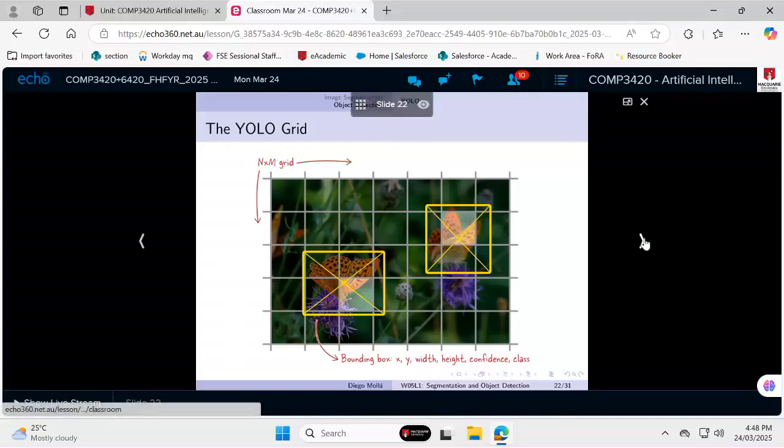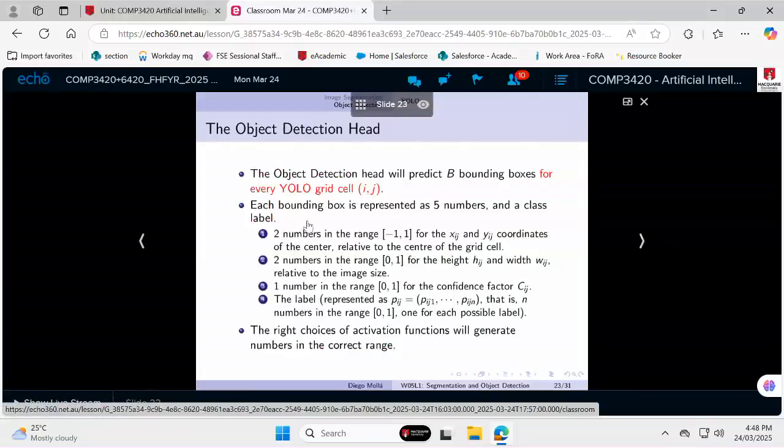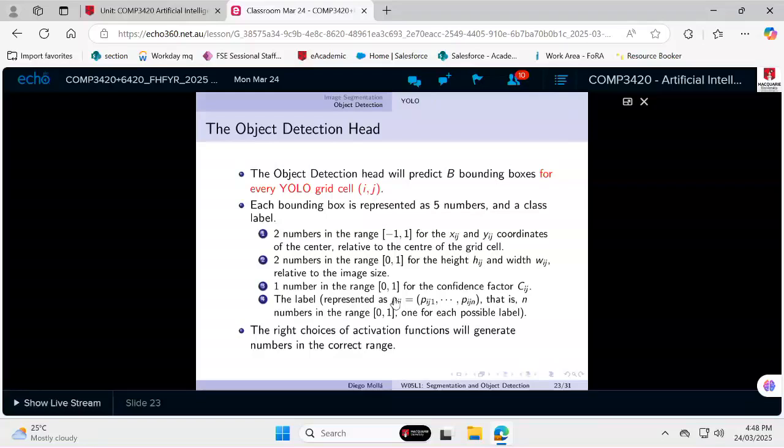Each bounding box is going to be represented with 5 numbers, which is X and Y coordinates, height and width, confidence, and then as many labels as the number of classes, right? And that's all. So you have N times M times B times 5 plus the number of labels. So it's quite a large number of labels. It still is less than image segmentation because you have a smaller grid.